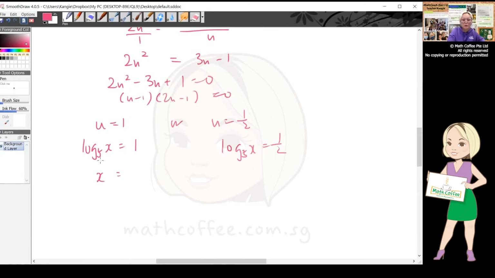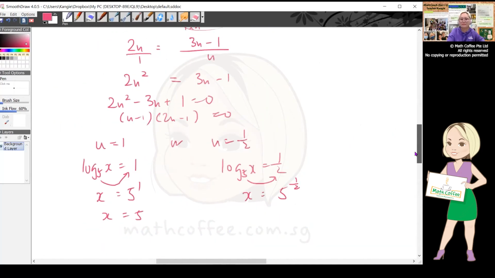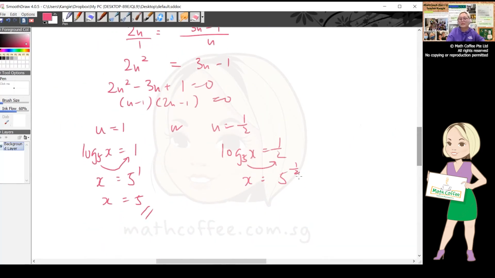So my x is equal to 5 to the power of 1, so x is equal to 5. This one, same thing. My x is equal to 5 to the power of half. Okay, and that's why the answer is 5 to the power of half and 5. Okay, so a student also asked me, 5 to the power of half, can I actually put it in a decimal?